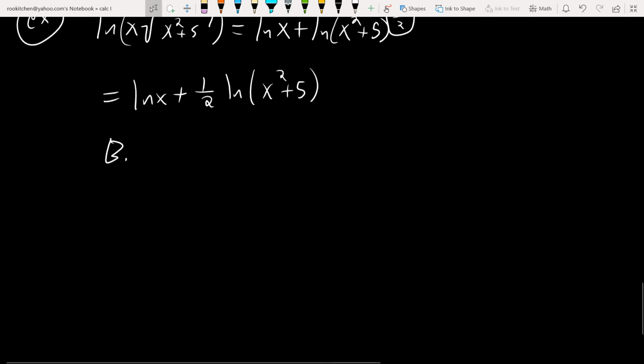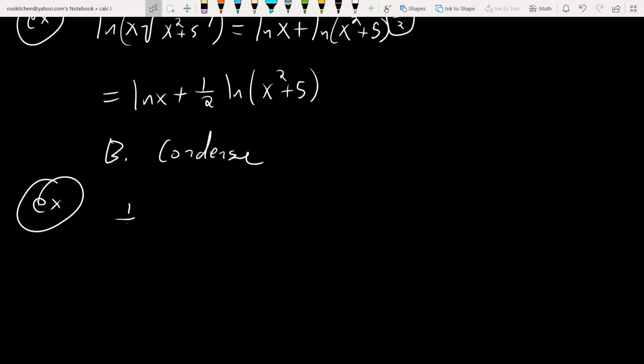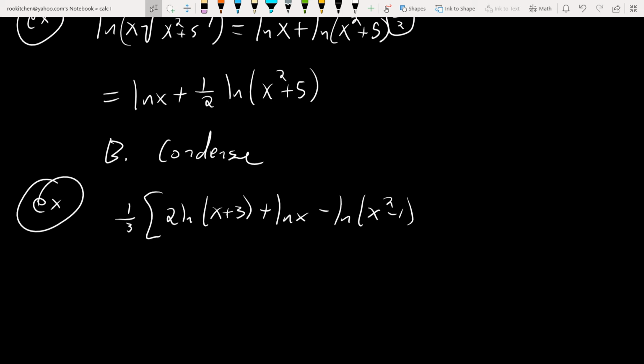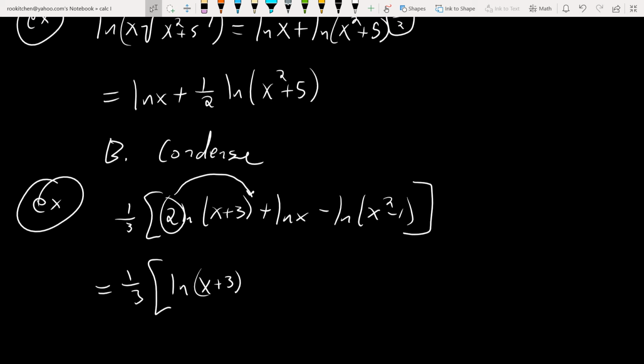So if you can expand, you also need to be able to condense. A harder one: 1/3 times 2 ln of x plus 3 plus ln x minus ln of x squared minus 1. Okay. I'm going to work on the inside first. Okay, so it'd be 1/3. I can bring the 2 inside this logarithm. So I have x plus 3 squared.